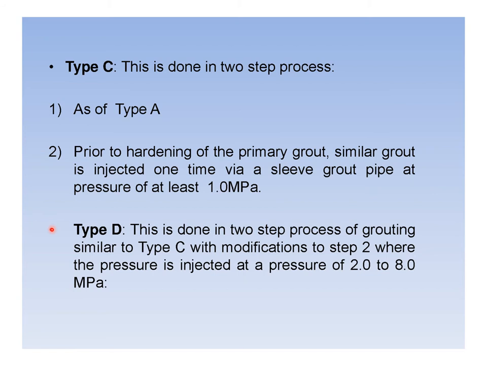Then comes the type D. This is done in a two step process of grouting similar to type C, with a modification to step 2, where the grout is injected at a pressure of 2 to 8 MPa. So in this case, the pressure is high, from 2 to 8 MPa.